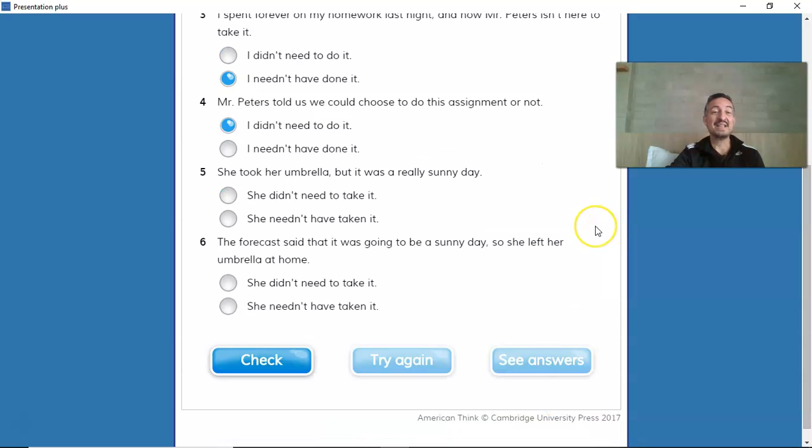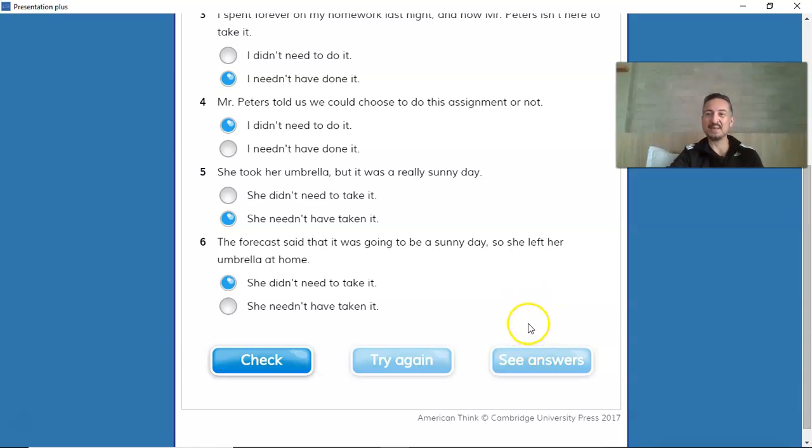Okay. Number 5. She took her umbrella, but it was a really sunny day. Did I take my umbrella? Yes, I did. But actually, it was not necessary. So I needn't have taken it. Okay. Number 6. The forecast said it was going to be a sunny day. So she left her umbrella at home. Did I take my umbrella? No, I didn't. Because it was not necessary. So I didn't need to take it. Because it was going to be sunny and it was not necessary.